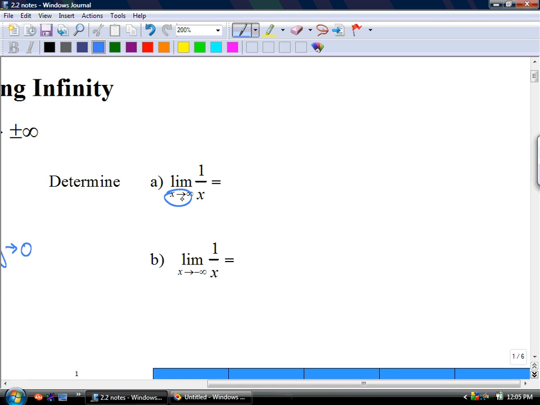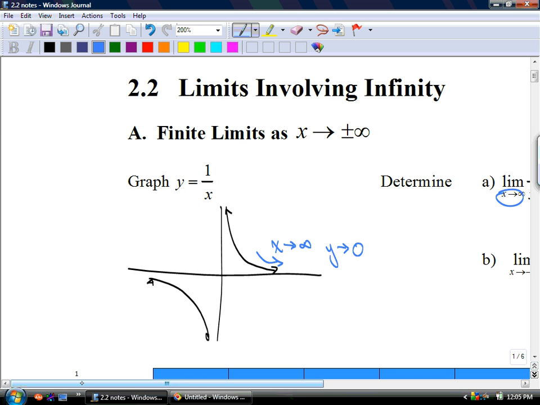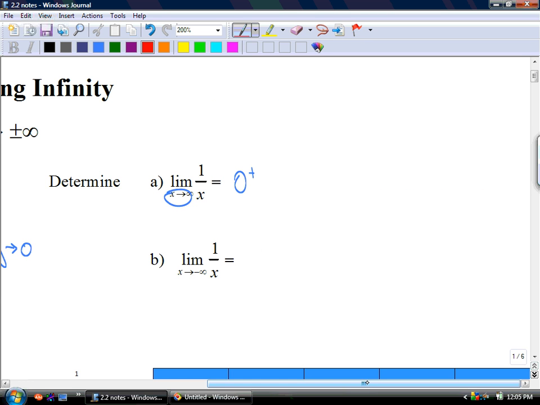So the limit as x approaches infinity of 1 over x is in fact 0, and then in some books you'd see 0 plus to say you're on the positive side of 0. And then as you go out to negative infinity, as x approaches negative infinity, y gets really small, and we recognize that it's on the negative side of 0. Okay?